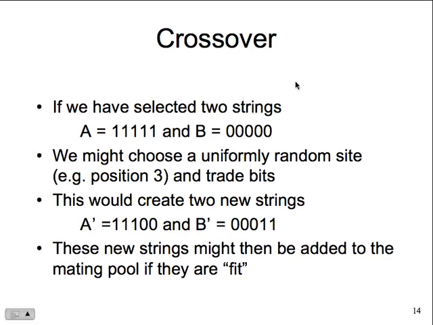So this would create 2 new bit streams here, where if we took the 3rd position and crossed everything over, what do we get? Well, we got the last 2 that changed. So if we kept the first 3, and at position 3 we crossed it over, the 1s turned to 0s, the 0s turned to 1s on our cross. So now we have 2 new strings that are completely different, crossed on the 3rd position. So the new strings might then be added to the mating pool if they are fit.